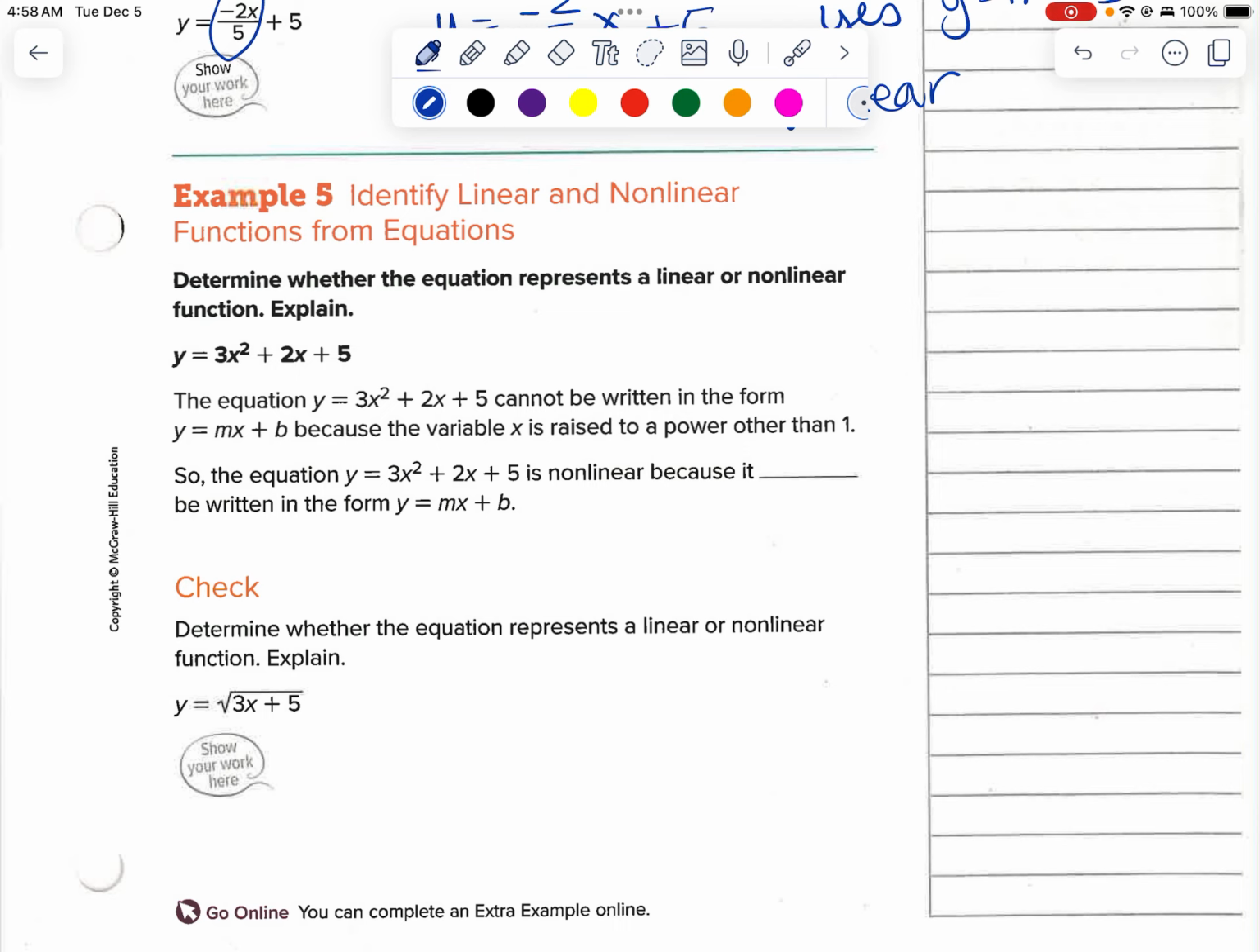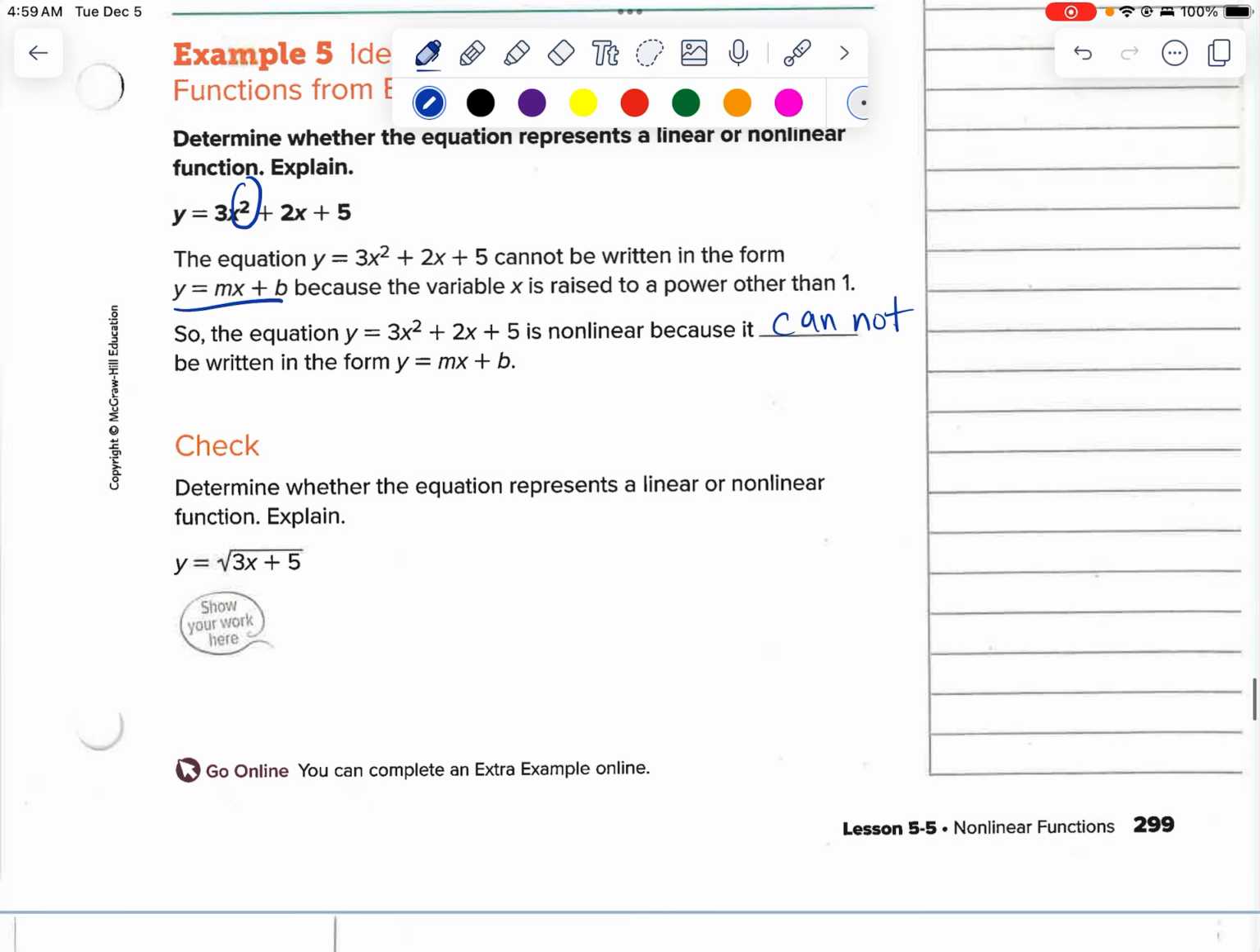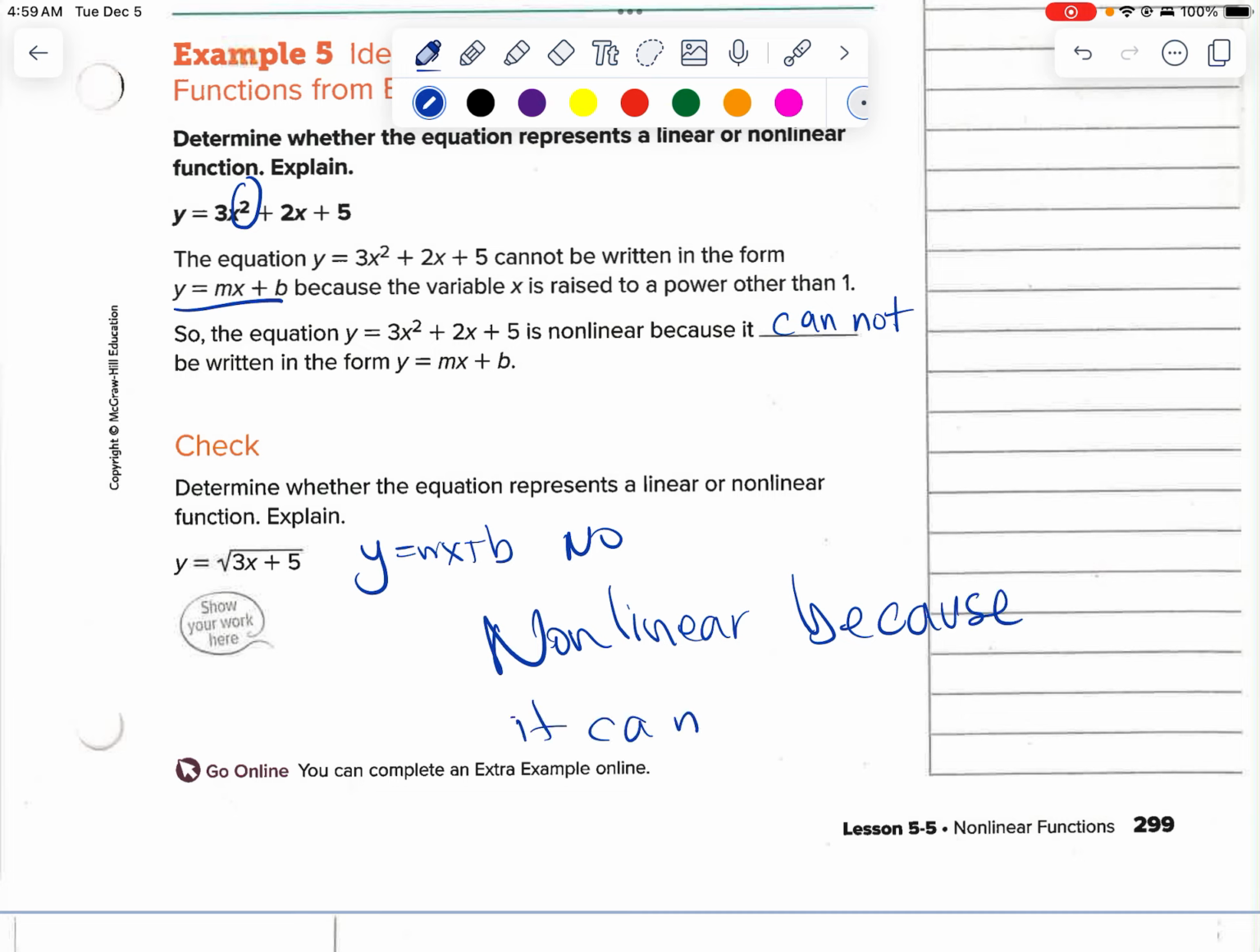Okay? Is this linear? Look at this. That has an exponent of 2. It cannot be written in this form. So this is nonlinear because it cannot be written in y equals mx plus b. Okay, then this one. Can it be written in y equals mx plus b? No, it can't. So this is non-linear because it cannot be written in y equals mx plus b.